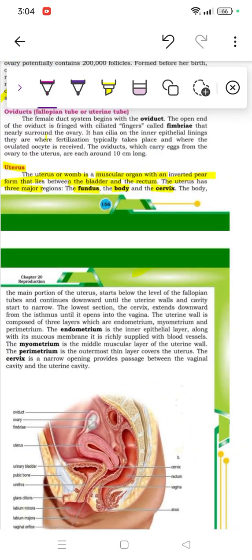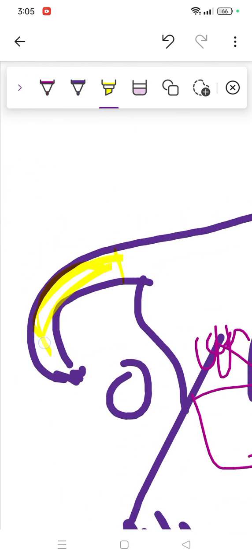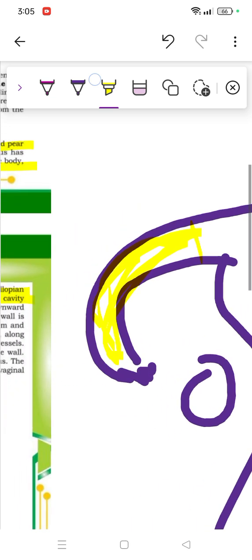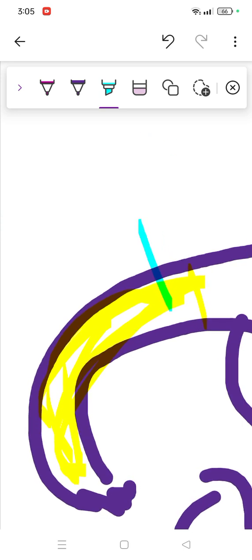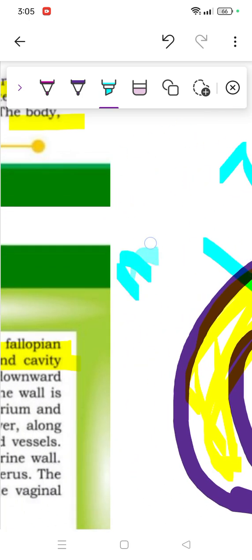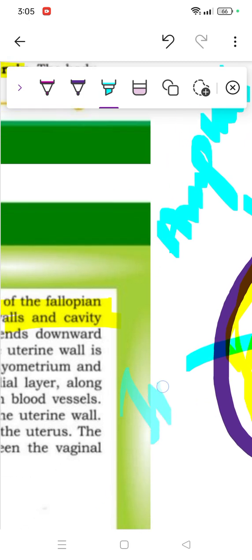Then these three parts, the fundus, the body, the cervix. If we discuss them all, the body is the main portion of the uterus, which starts below the fallopian tube and continues downward till the uterine wall and cavity start to narrow. What you'll see here, till here, this is the fallopian tube. Again, this is divided into three parts, which we mentioned in the last video, but I could write it again. The last region is called the isthmus. The middle one is called the ampulla, and over here the first one is called the infundibulum.